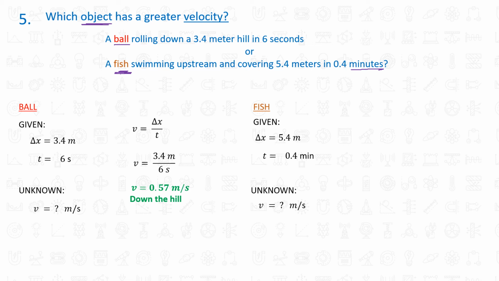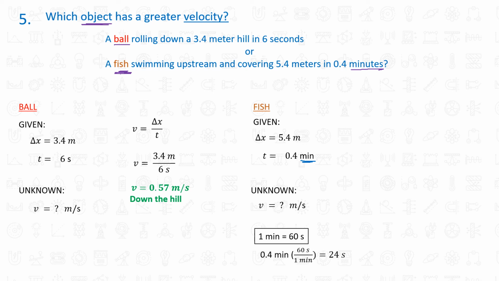Now going over to the fish, we can definitely use the same equation, but remember we got to change the minutes, and I'll go to blue here. We got to change minutes into seconds. So let's do that below here. So 1 minute is equal to 60 seconds. We've already found that out.